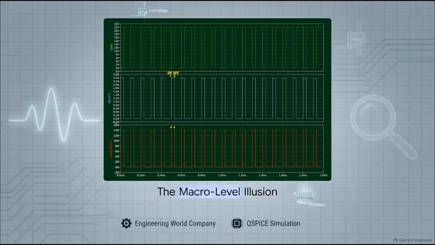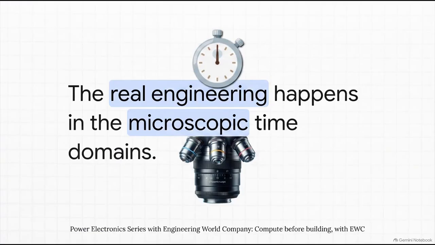Well, this is exactly what we call the macro-level illusion. Because here is the undeniable truth. While a standard oscillogram might look completely clean at a macro level, the real engineering is happening down in the microscopic time domains. We cannot trust the illusion of perfectly straight vertical lines. To genuinely understand the dynamic losses in this circuit, we have to shatter this illusion and zoom in hundreds of times to witness the physical reality of what's happening at the very edge of those switching events.